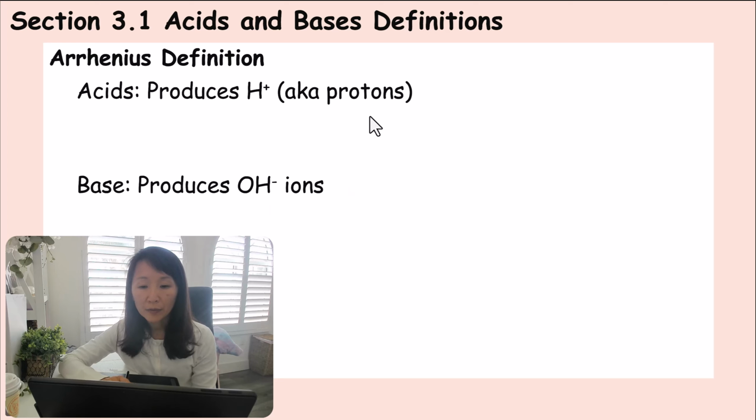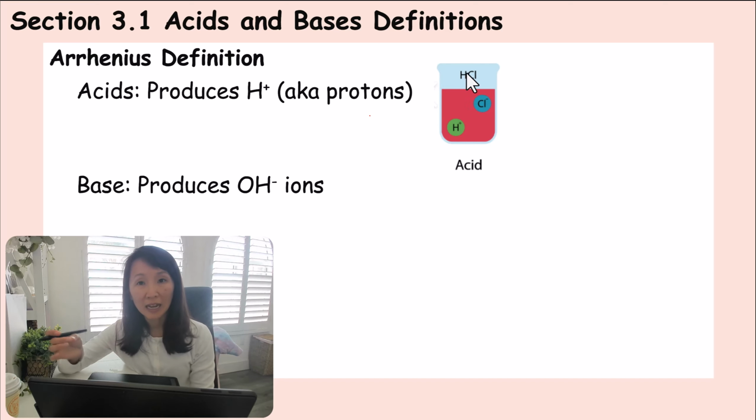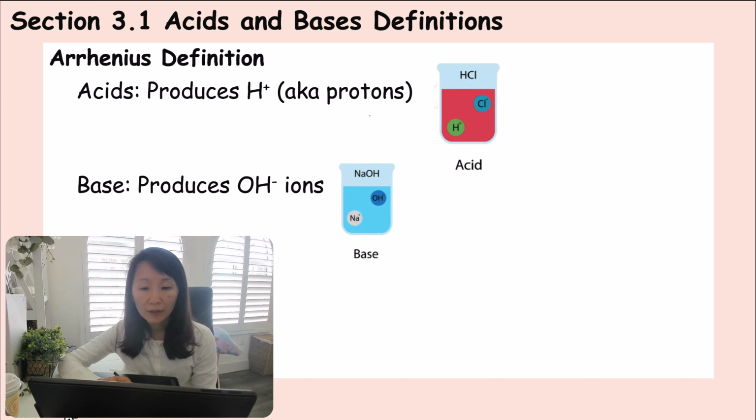For example, if you look at this image, for acid, we have HCl. When it's submerged in water, the H gets plucked out, and it forms into an H plus and Cl minus on the side. So from the HCl, this acid is able to produce H plus. Now for base, it has the ability to produce OH minus. For example, in this image, you have NaOH forming into Na plus and OH minus in water.